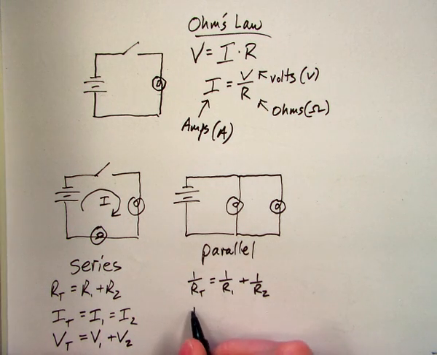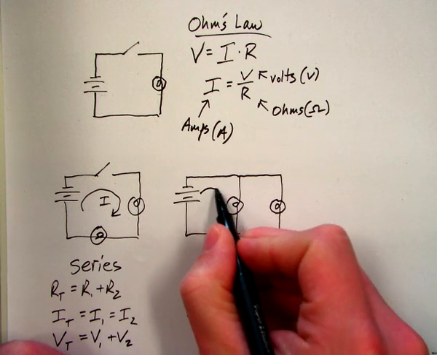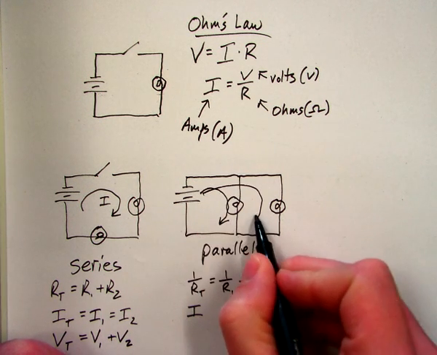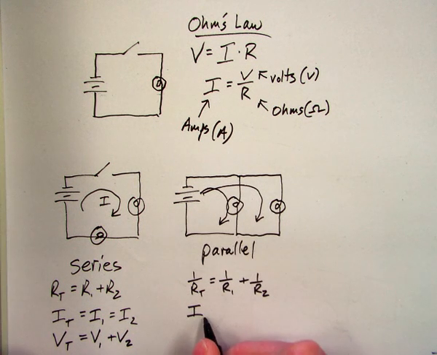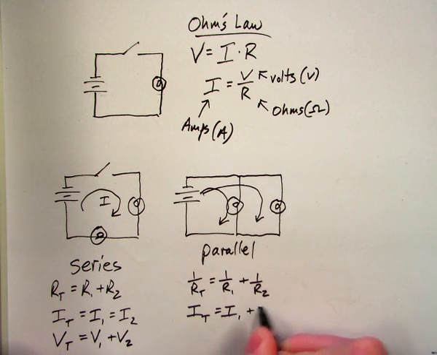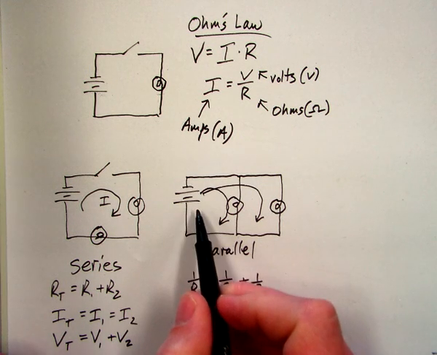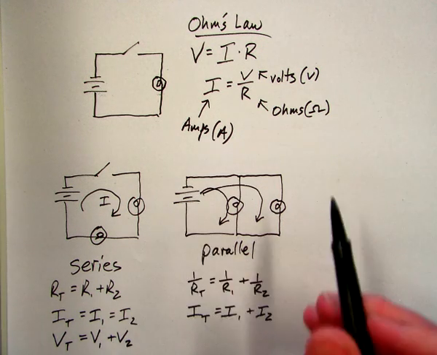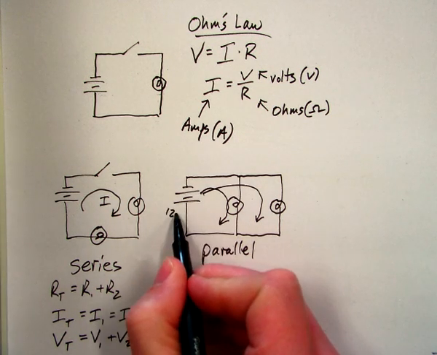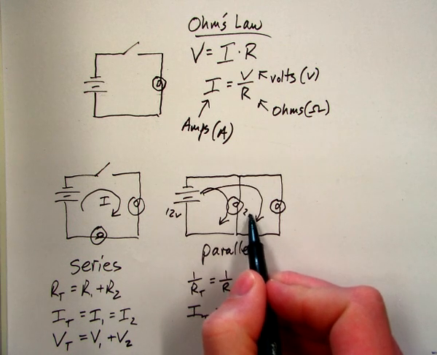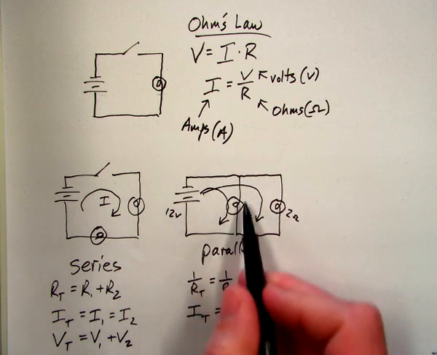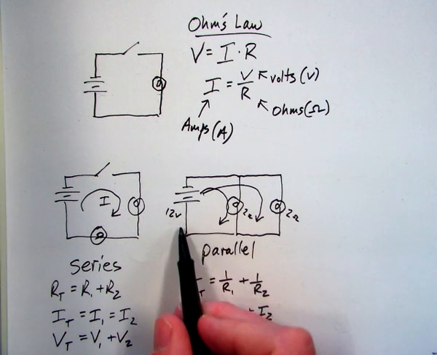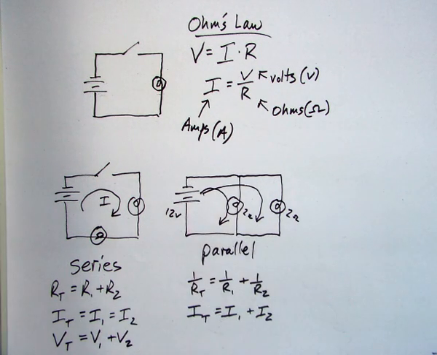The current, however, is not the same. Some of the current goes through this bulb, some of the current goes through this bulb. So the total current from the battery gets split. There'd be 12 amps now if this is a 12-volt battery, and if these are 2 ohms each. Now the resistance is 1, so I would have 12 amps. 6 of the amps would go through this one, 6 of the amps would go through this one. Okay?